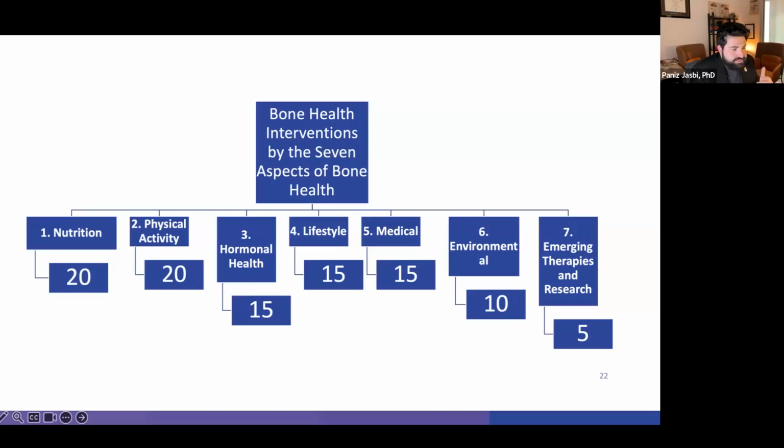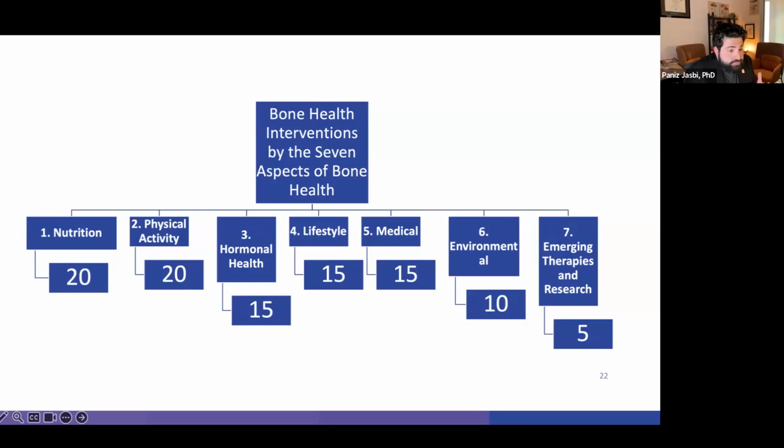So in nutrition, this can be anything from calcium and vitamin D supplementation, optimizing protein intake, incorporating magnesium-rich foods. Under the physical activity recommendations, which we have 20 of them, this will cover specific weight-bearing exercises, resistance training, balance-focused practices like yoga or Tai Chi. A lot of the recommendations that you're already getting. Hormonal health, menopause management strategies, optimizing testosterone in men.